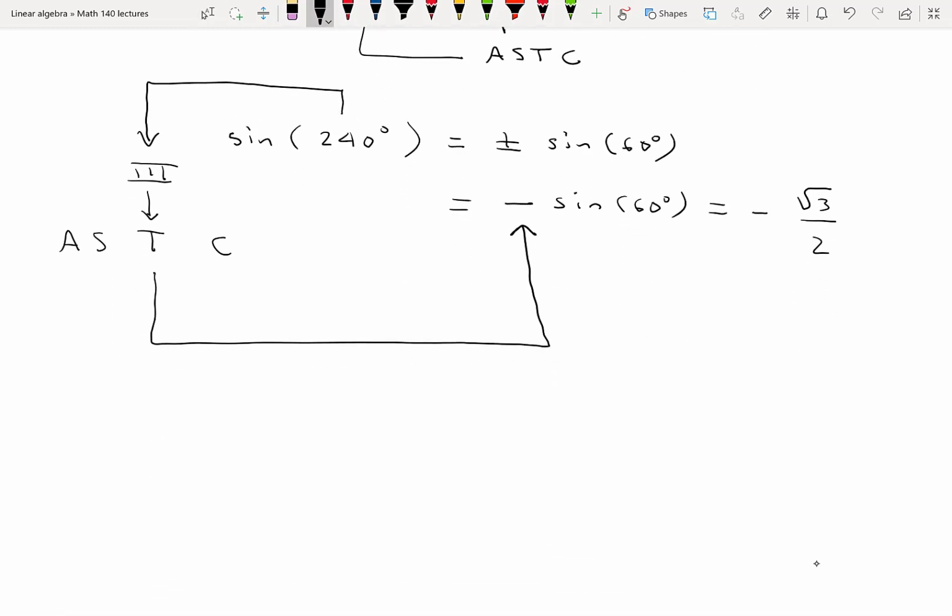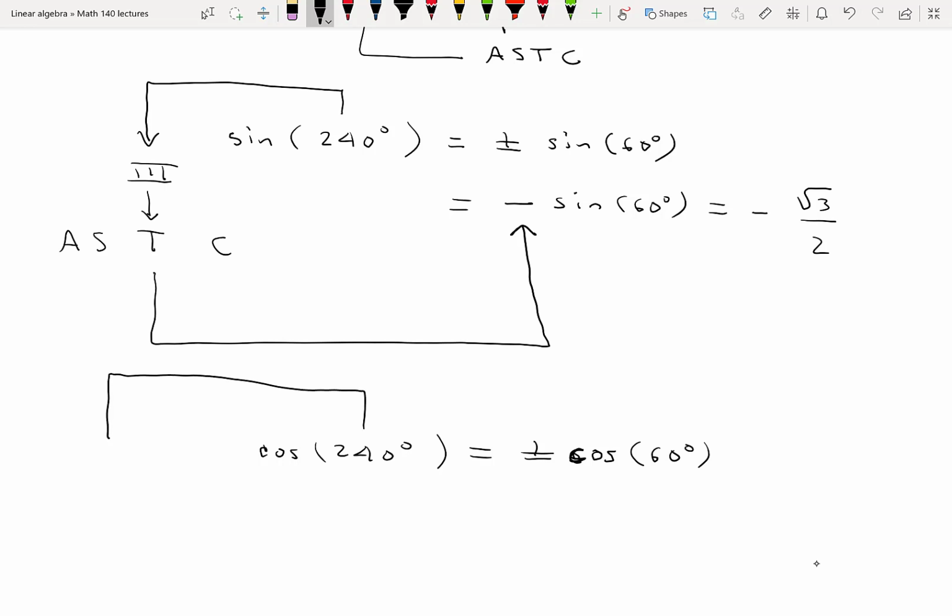Let's take a look at how we would approach the cosine of 240 degrees. First, you find the reference angle for 240 degrees. Well, it doesn't change. It's still 60 degrees. The cosine of 240 degrees is the same thing as the cosine of its reference angle, 60 degrees, with a plus or minus that you have to determine.